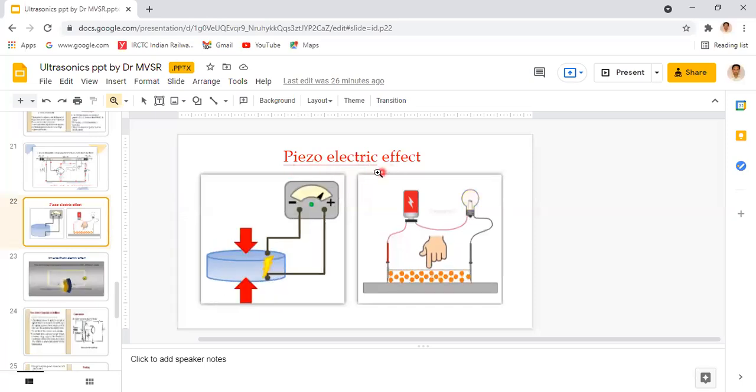That means the piezoelectric effect is nothing but this: in certain asymmetric crystals which are subjected to mechanical pressure along one face of the opposite faces, when we apply mechanical pressure, in the perpendicular opposite faces you will observe a potential difference. An alternating potential difference will be observed. Coming to the next picture here.